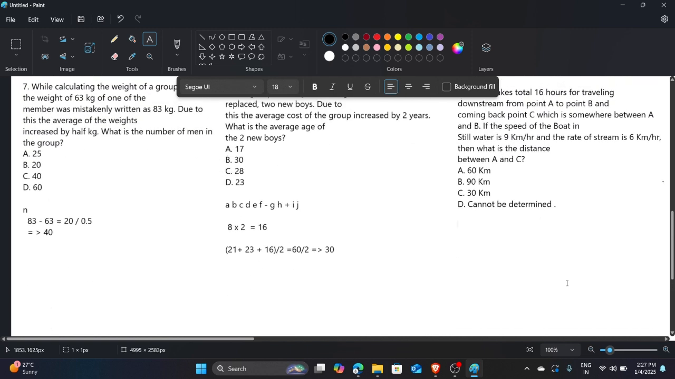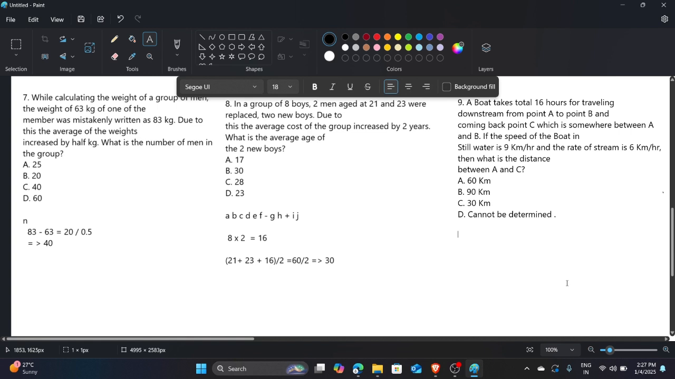No problem. So this boat takes a total of 16 hours for traveling downstream from point A to B and coming back to point C, which is somewhere between A and B. If the speed of the boat in still water is 6 km per hour and the rate of the stream is 6 km, then what is the distance between A and C?